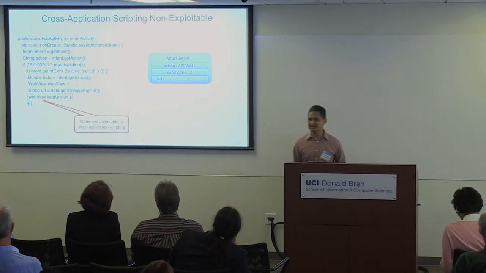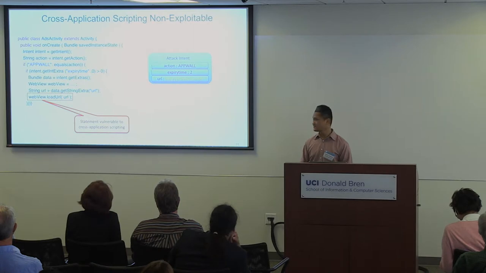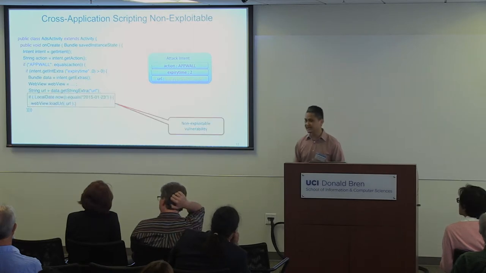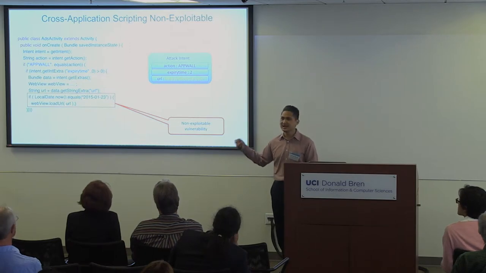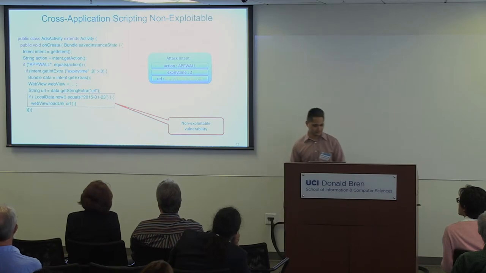So let's take this XAS example. How can I make this non-exploitable? Well, you can do something simple. For example, if this particular injection can only occur at certain points, like sometime in the past, or during some certain range of dates during the year.